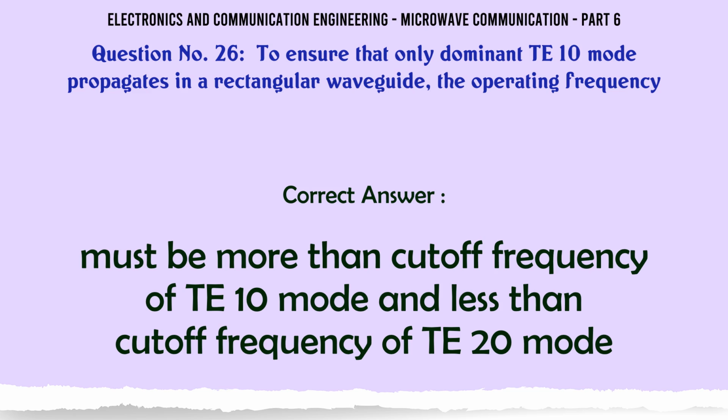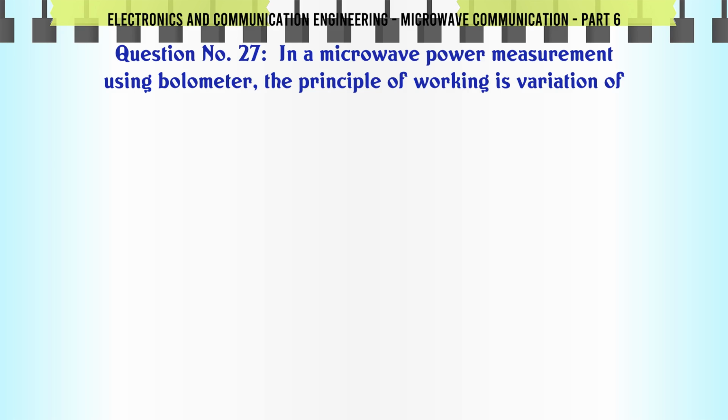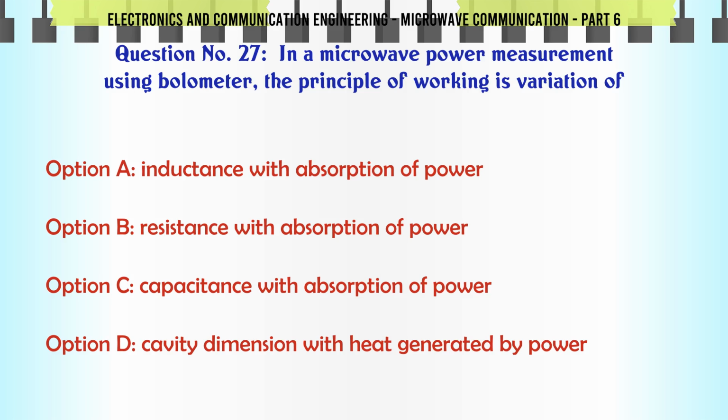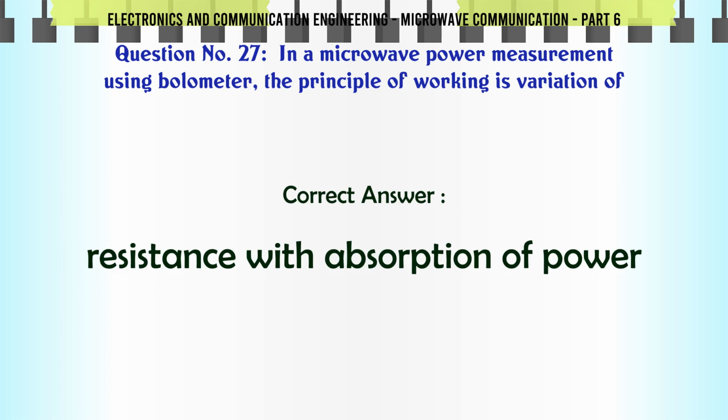In a microwave power measurement using bolometer, the principle of working is variation of A: inductance with absorption of power, B: resistance with absorption of power, C: capacitance with absorption of power, D: cavity dimension with heat generated by power. The correct answer is resistance with absorption of power.